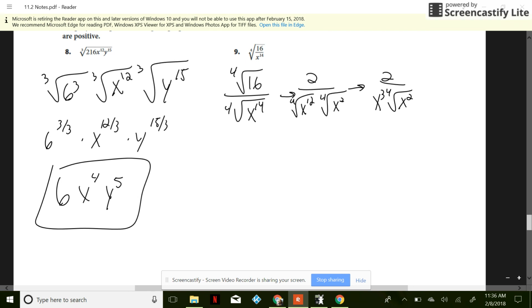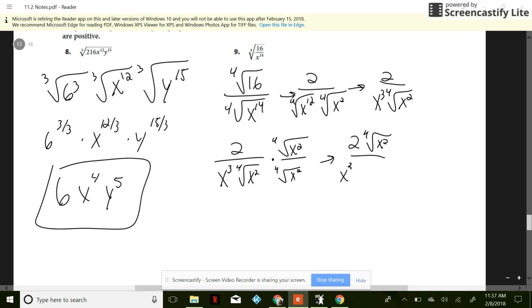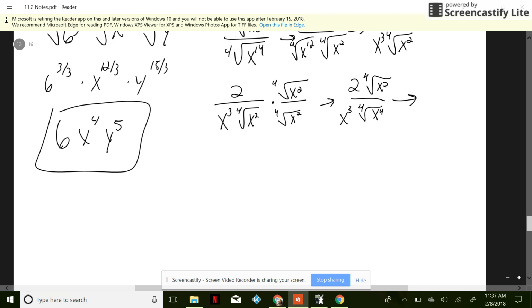So now we want to rationalize our denominator. So again, since we want a power of 4 under that root, we'll end up multiplying by the 4th root of x squared. That way, we'll end up with x cubed times the 4th root of x to the 4th, and that will just become an x. So our final answer would be 2 times the 4th root of x squared in our numerator over x to the 4th.